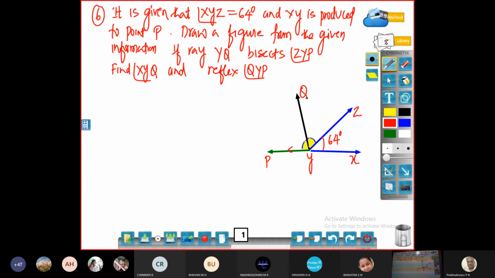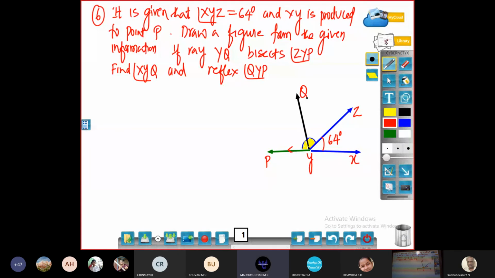Now what do you have to find out here? Find the value of XYQ, and then the reflex angle of QYP. Tell me, can anyone do this?